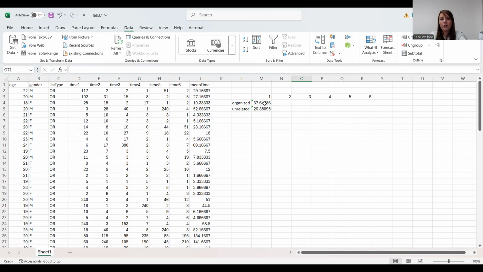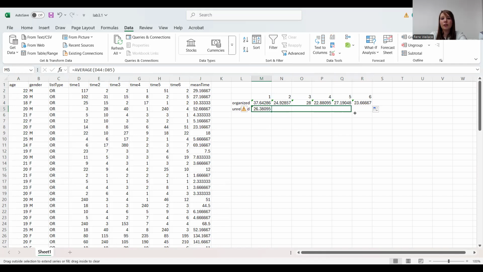So you see how I have a little white plus sign here? If I move it to this bottom right corner, see how it turns to a black cross? I'm just going to drag that all the way over for 2 through 6 and then let go. And it's going to copy that formula, but it's going to do it for each of these different sections because Excel's really smart. And I'm going to do the same thing for my unrelated list.